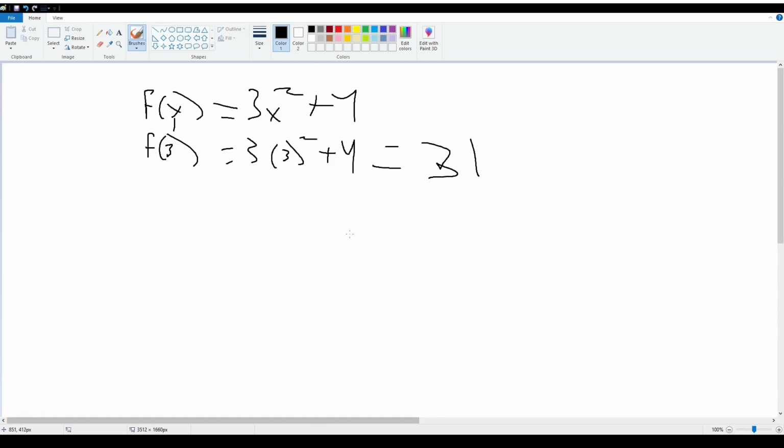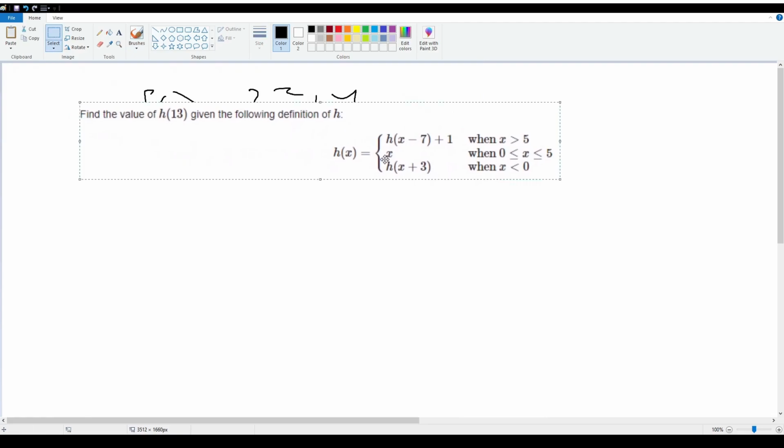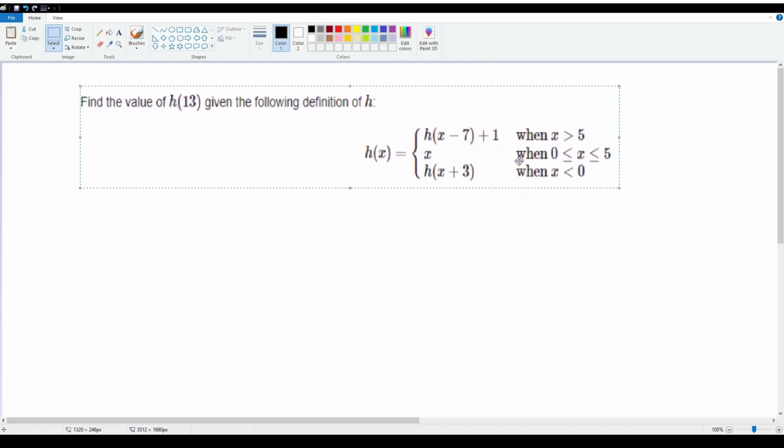This is all we really need to understand to do recursion problems, which are pretty straightforward. We're going to go over two types of problems. It says find the value of h of 13, given h of x is equal to all this. You might say, this is not just one function, I can't just replace 13. Well, it's pretty much the same thing. All it's saying is that there are three different expressions for h, all depending on what our x value is. Our x value is what's on the inside.